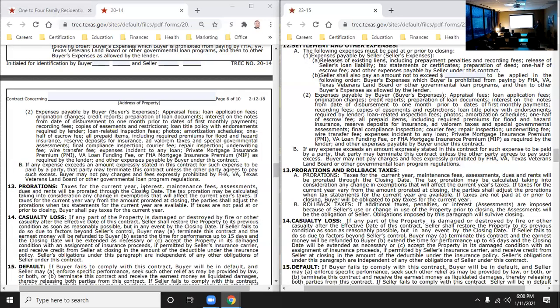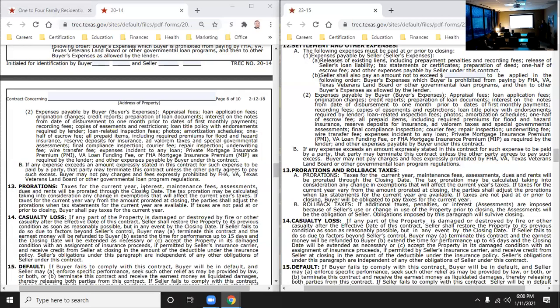Under the rollback taxes, if there happen to be any additional taxes outside of what we've already talked about, through either penalties or interest, that are actually going to be imposed on that property because of the seller's use or change in use of the property prior to closing, then those taxes will be the obligation of the seller.